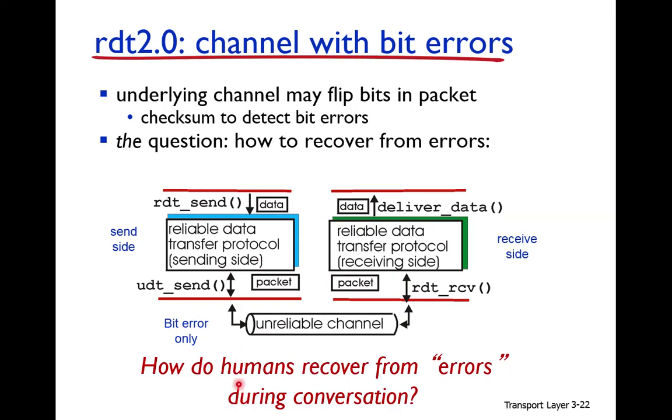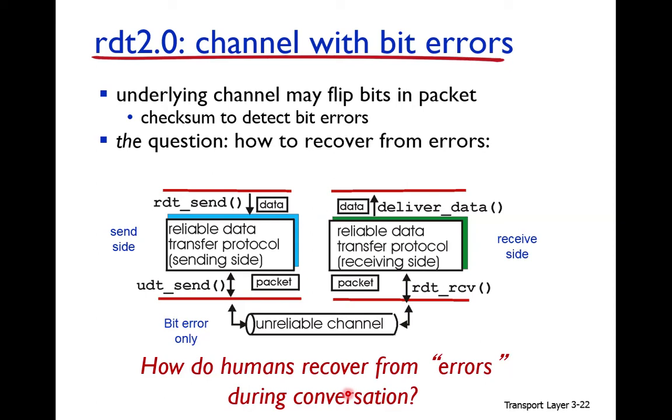Suppose, how do humans recover from errors during conversation? If I'm talking with a friend and I'm saying something, and my friend doesn't hear my voice clearly, what will he do? If he understands clearly, then he says okay, okay. If he doesn't understand clearly, he says, oh, please repeat it.